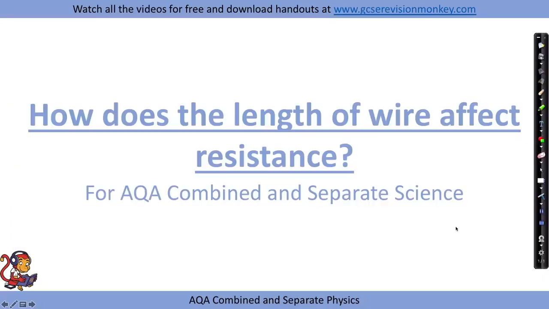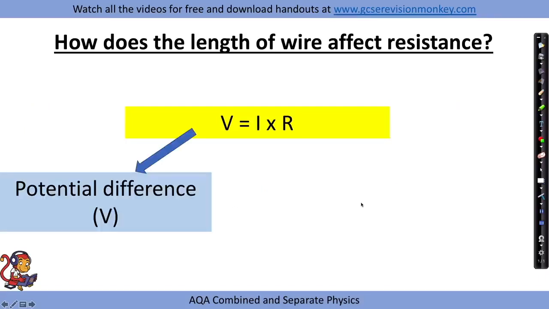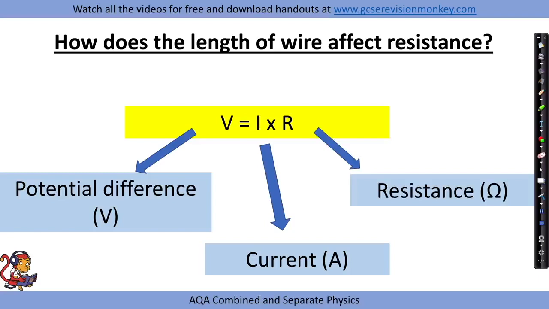How does the length of wire affect resistance? Required practical. For this required practical, we need to recall the equation V equals I times R, whereby V stands for potential difference measured in volts, I stands for current measured in amps, and R stands for resistance measured in ohms. And because we want to calculate resistance, later on we'll use the rearranged version of this equation to make sure we've got resistance equals V divided by I.